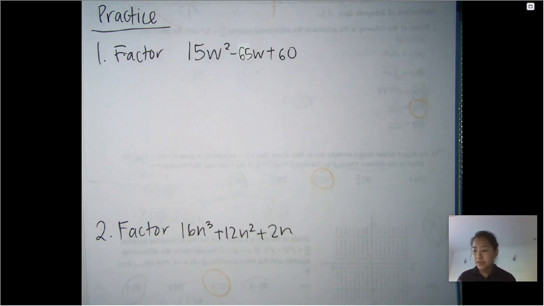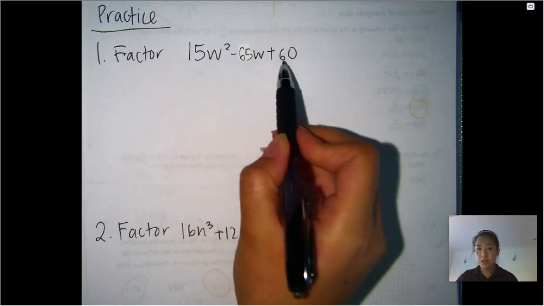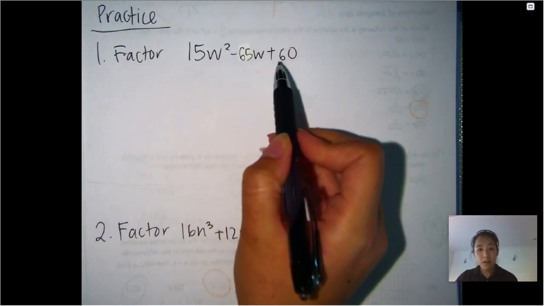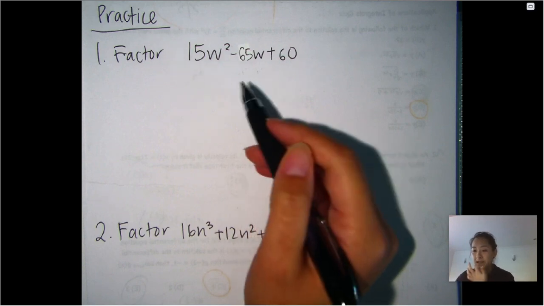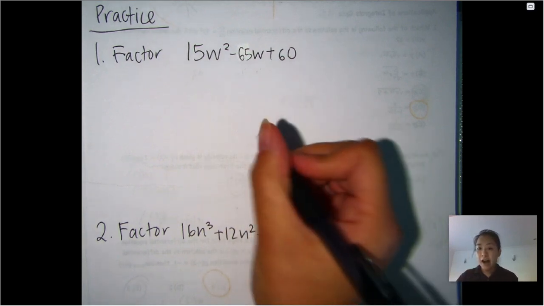So first things first, if we follow the steps from the previous video, you're going to want to start by factoring out a greatest common factor. Well, is there a greatest common factor between these three terms? Well, they look like they're all divisible by 5. So yes, there is a greatest common factor of 5. We're going to go ahead and factor out a 5.